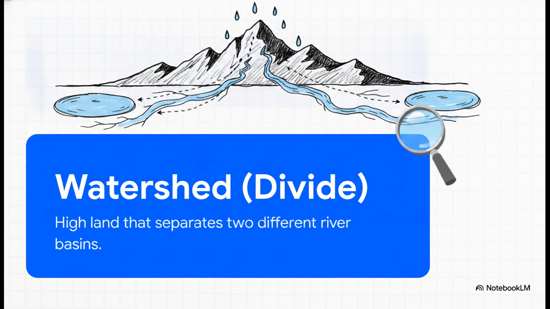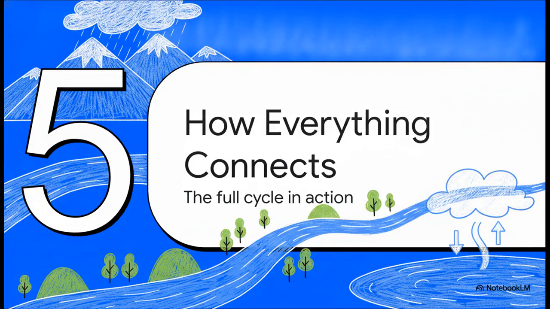But wait, what stops the water from spilling over into a different basin? Well, that's the job of the watershed, which is sometimes called a divide. High up in the mountains, a watershed acts like a giant wall. If a raindrop falls on the left side of the mountain, it rolls down to join one river basin. But if it falls on the right side, it flows away into a completely different river system. Pretty cool, right?